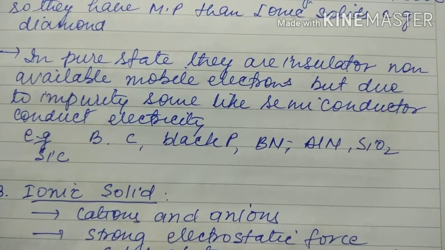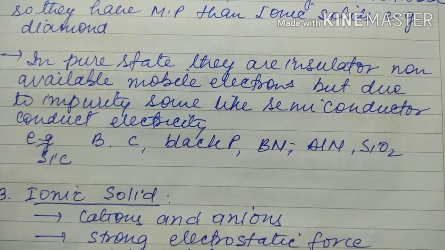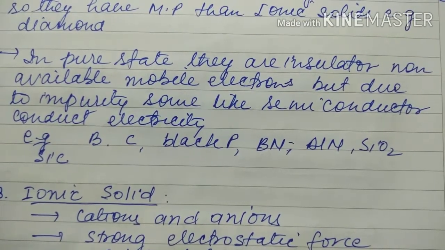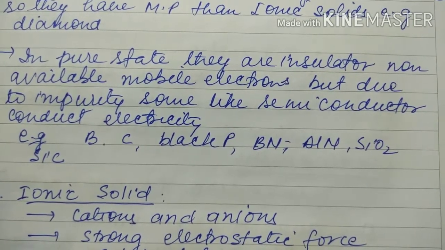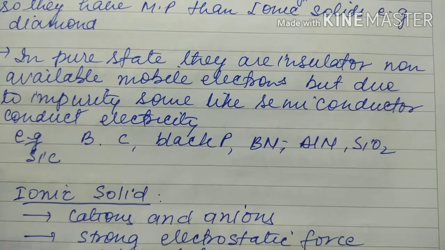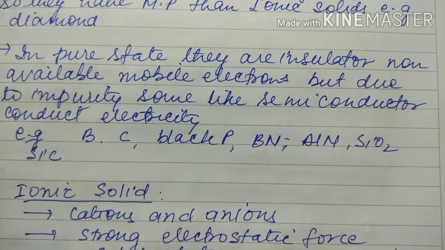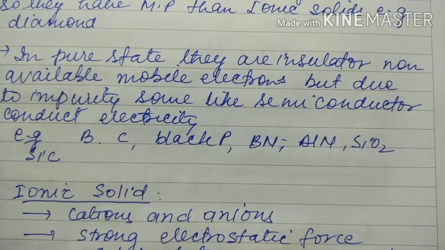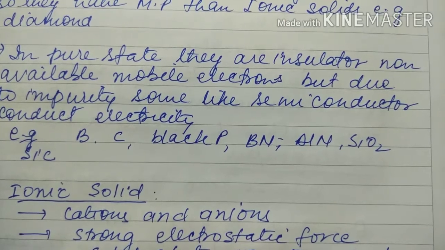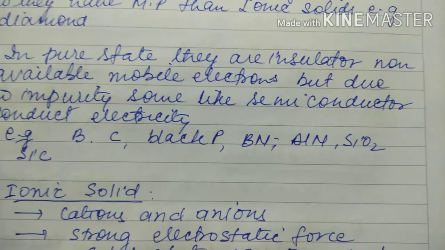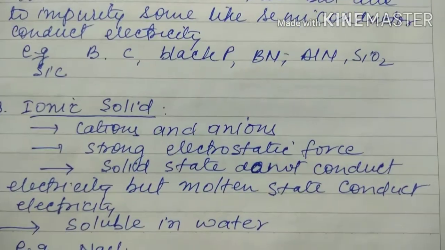In pure state they are insulators, due to the non-availability of mobile electrons, but due to impurities some become semiconductors, so they conduct electricity. For example, boron, carbon, black phosphorus, boron nitride, aluminum nitride, silicon oxides and silicon carbides come under covalent solids. After that we come to the ionic solids.